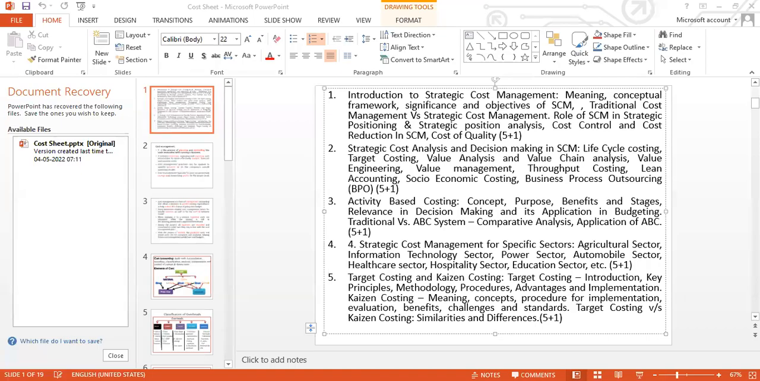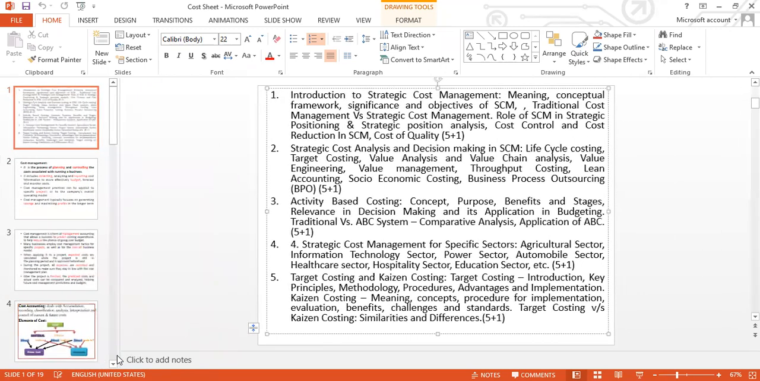Yes, sir. This is an internal subject, strategic cost management. In the first semester, you studied management accounting, right? Yes, sir, managerial accounting. In management accounting, to a certain extent, you must have studied financial accounting and management accounting. Can you tell me what is financial accounting, what is management accounting, and what is cost accounting? What is the difference between these three things?